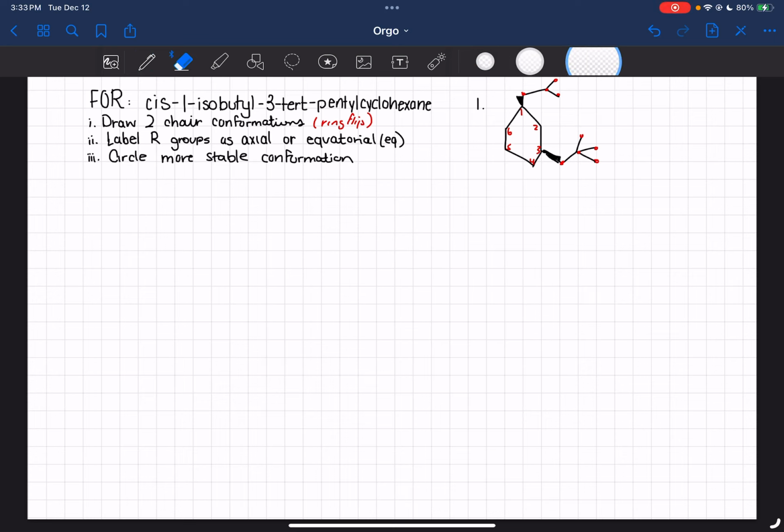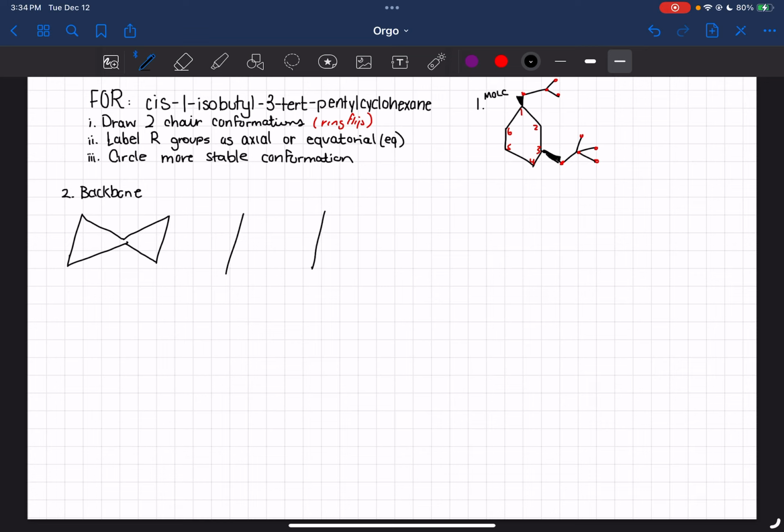Okay, so now let's draw two chair conformations. First, I like to do the actual backbone of the chair conformation. This is how you draw a chair conformation: I put 2 lines like this, 1, 2, and then I attach here, here, here, and here. You can do it in many ways. The ring flip is the same thing, just inverted. So instead of doing my lines this way, I'm going to do them this way. I never do them perfect, but whatever. And this is the backbone.